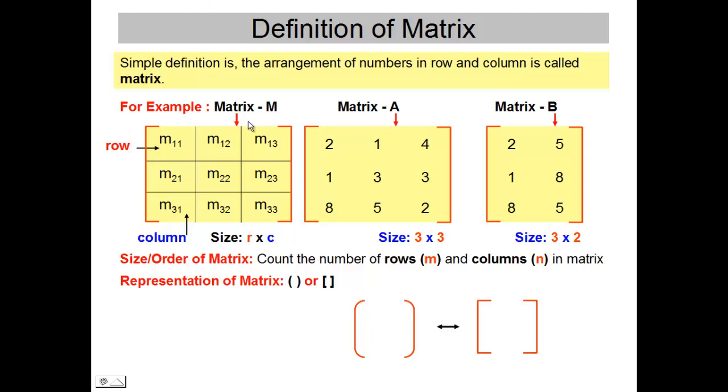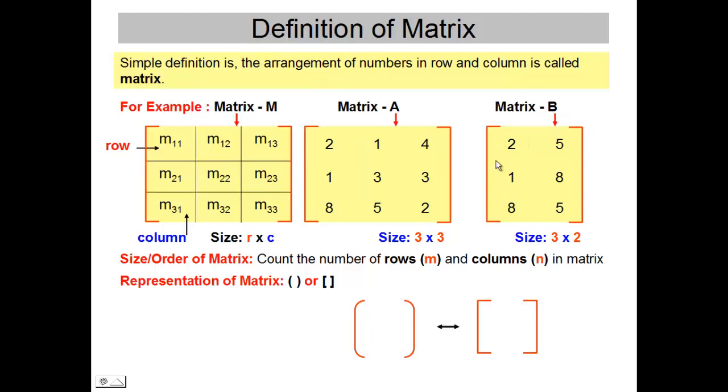So for example, if we have matrix M, it may be possible the number of rows m1 m2 m3 and so on, and number of columns m1 m2 m3 and so on. So this is the simple matrix M. The example of matrix like matrix A, so here is the 3 rows and 3 columns, so 3 by 3 matrix. The other example is matrix B.